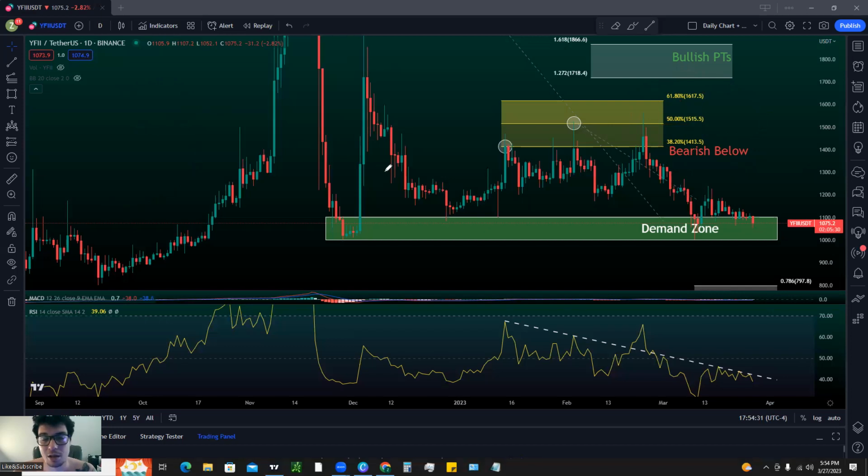Now, what do I mean by that? Well, what I mean is that nothing moves in a straight line down or in a straight line up. Rather, you get a move down, retracement, continuation of the trend, or you get a move up, retracement, continuation of the trend. And so the fibs are going to help you spot trend continuation.